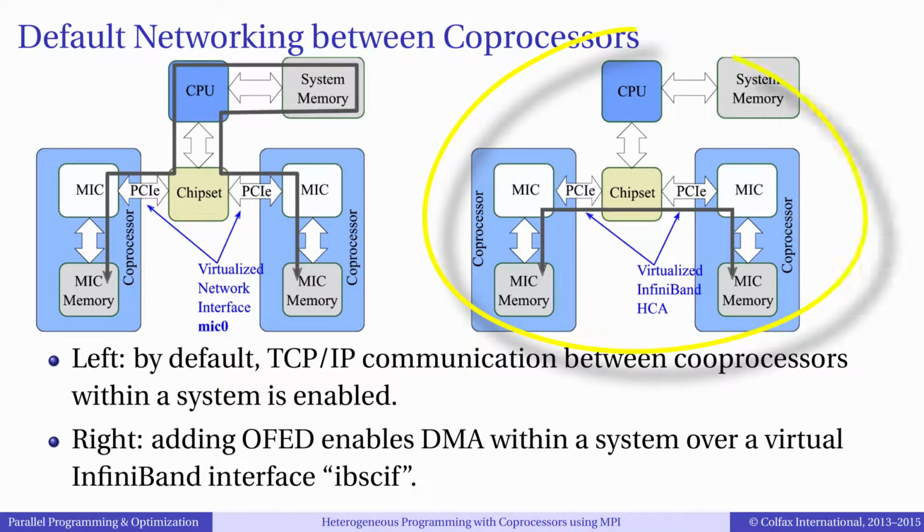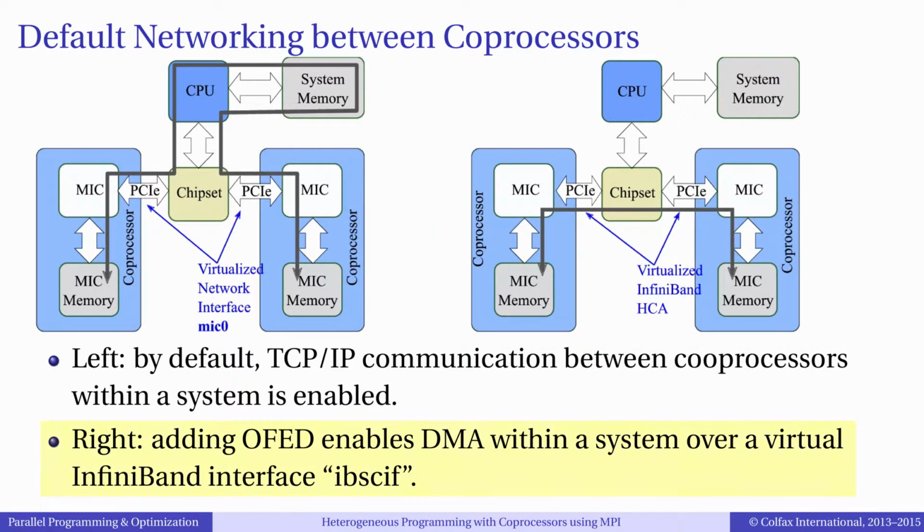However, as the diagram on the right illustrates, it is possible to improve communication between the local host and the local coprocessors by configuring InfiniBand software on the compute node. The software that needs to be installed is the Open Fabrics Enterprise Distribution, or OFED, that integrates with MPSS. This software can create a virtual InfiniBand network, and the local host and coprocessors can exchange InfiniBand verbs across a virtual network interface. This interface is referred to in documentation as ibscif, and its name in the operating system is scif0.